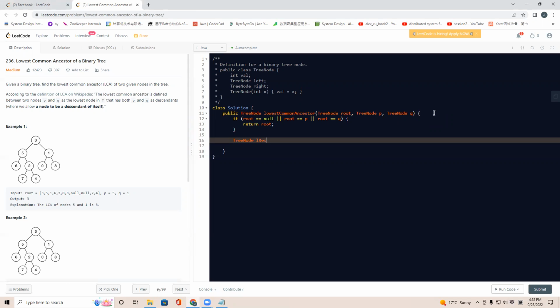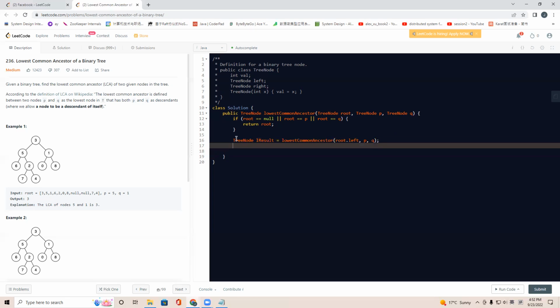L result equals lowest common ancestor of root dot left, P, Q. And we also have a right result, which is the same call on root dot right.